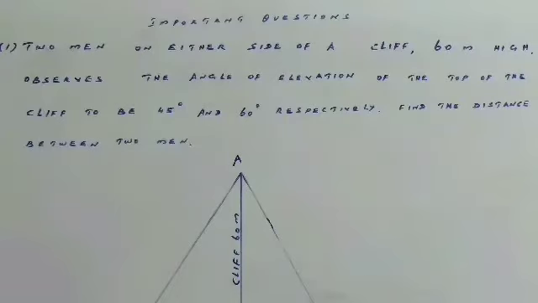Two men observe the angles of elevation of the top of the cliff to be 45 degree and 60 degree respectively. So two men are standing opposite to each other and watching the top of the cliff. One person watched the cliff at an angle of 45 degree and another man watched the cliff at an angle of 60 degree. Now in this question they are asking the distance between the two men.